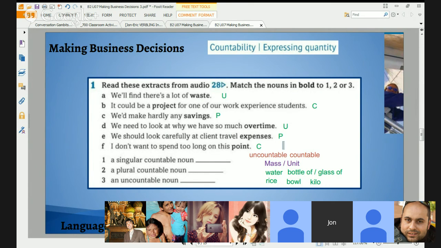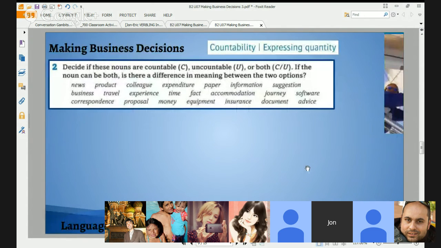So, I agree with you. I think we have all the same answers. Let me just make sure. Project and point for countable. Is that right? Yeah. Okay, good. Then I had expenses and savings for plural uncountable. Good. Waste and overtime. Yep. Okay, we have the same answers. Good. So then you have to decide if these are countable and uncountable without a context.